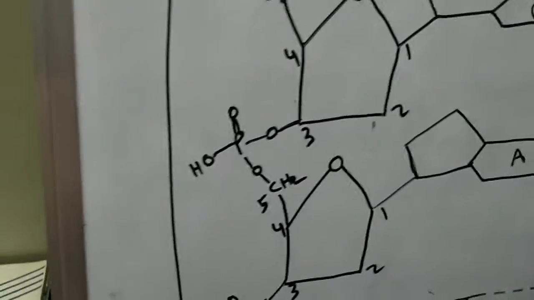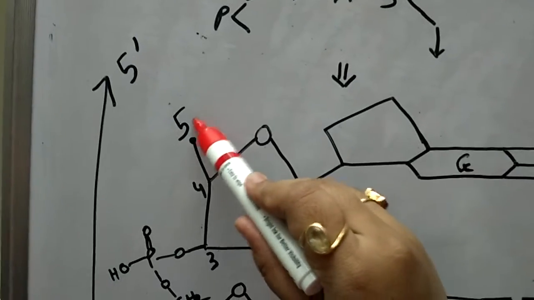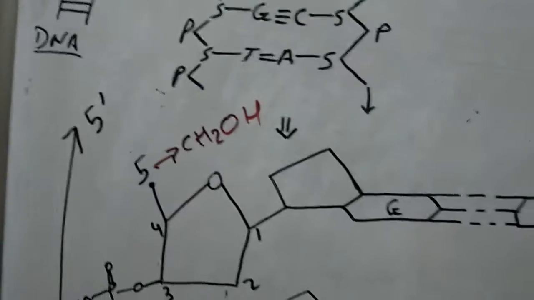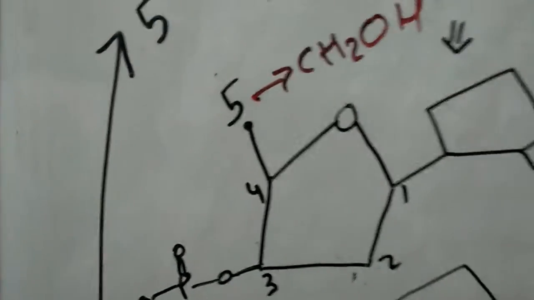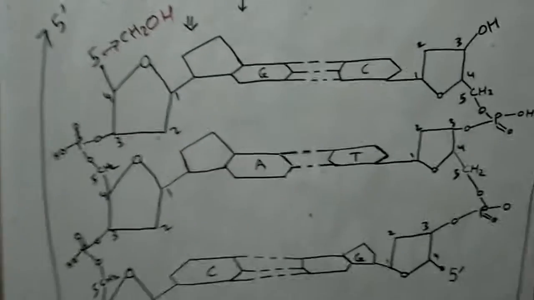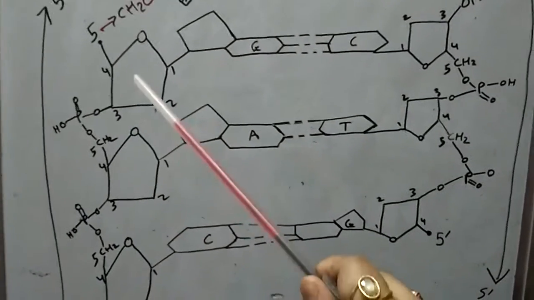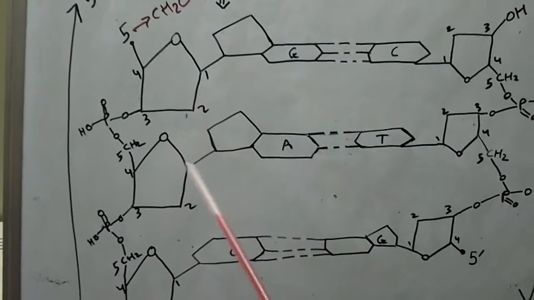So before I explain you this diagram, let me just mention one thing here. Carbon number 5 is nothing but CH2OH. Okay, so just keep this in mind. This is CH2OH. An alcoholic group is present. Okay, so these are the sugars that I have drawn here. Number them like I have said.